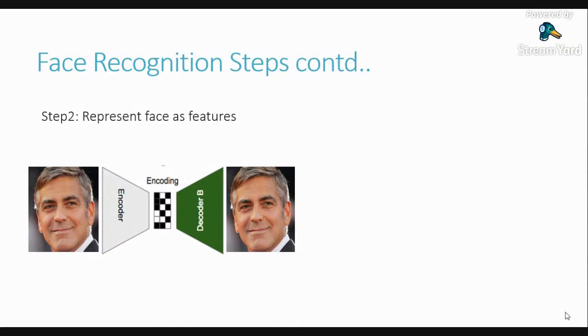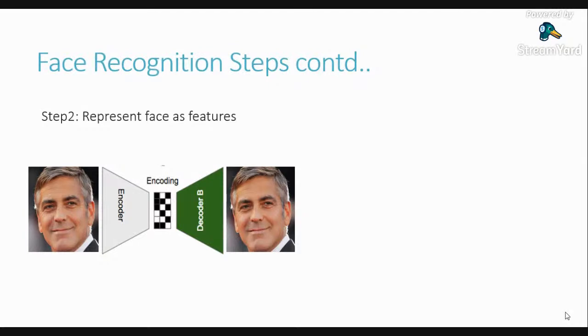So the encoder's task is to identify a lower representation, that means an encoding, of the input image. The input image is very big. It has to return a smaller representation which can uniquely represent this input face. And we use a decoder to identify whether the encoding is good enough to reproduce the face. If the decoder can reproduce the same face from the encoding, that means our encoder has generated a very good encoding.